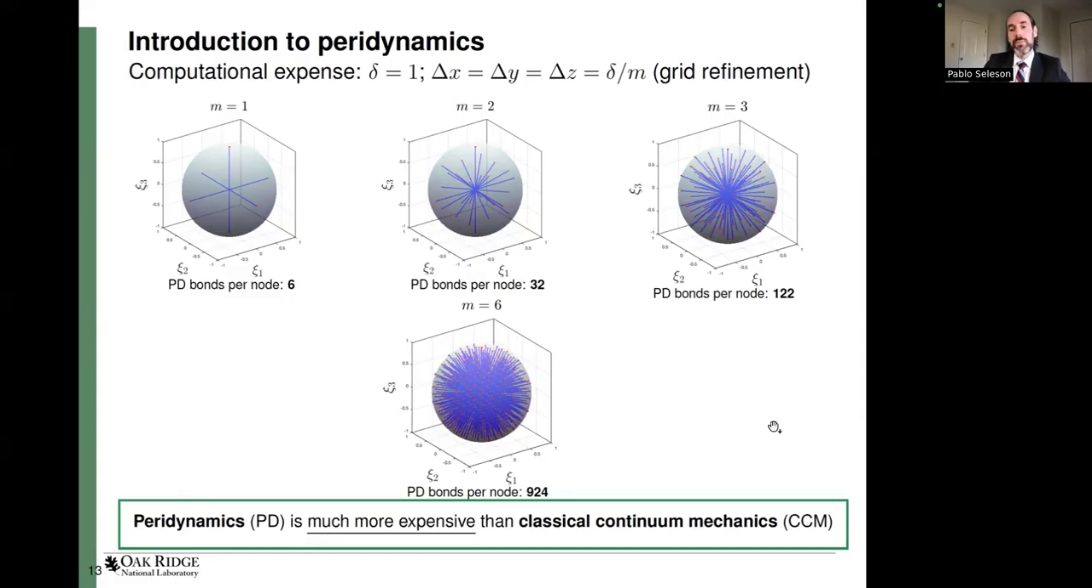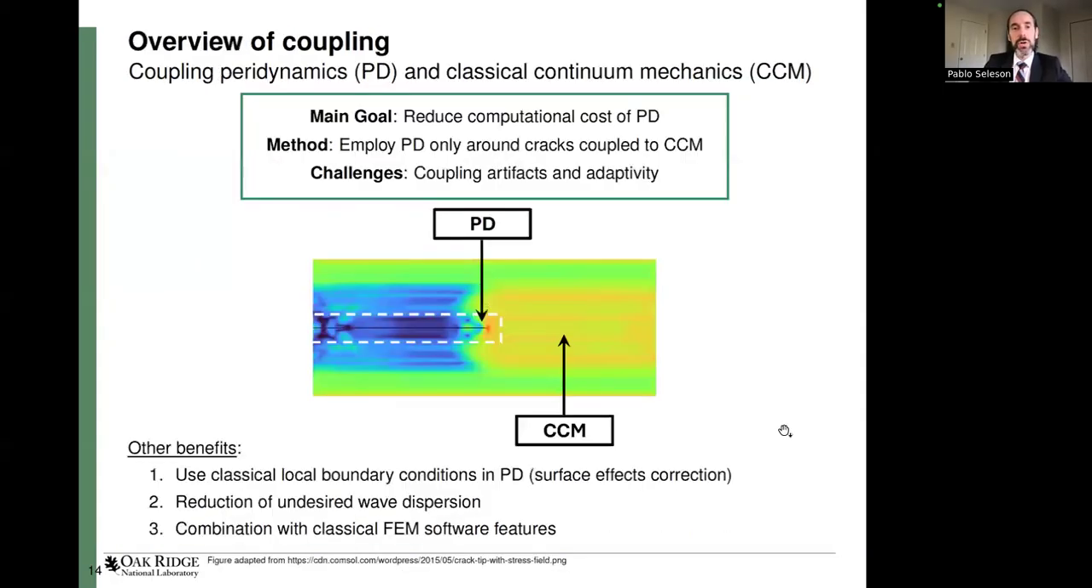So the question is, can we potentially leverage both of them together to have accuracy, but also efficiency? The main goal of coupling Peridynamics and classical continuum mechanics is to reduce the computational cost of Peridynamics. The method is to employ Peridynamics only around cracks and couple it to classical continuum mechanics. Here is an illustration. Let's say that we have a pre-notch here, a crack that is propagating. We have a concentration of stress here. Now we can surround this crack with the Peridynamic region, and then we can model the rest of the domain with just classical continuum mechanics.